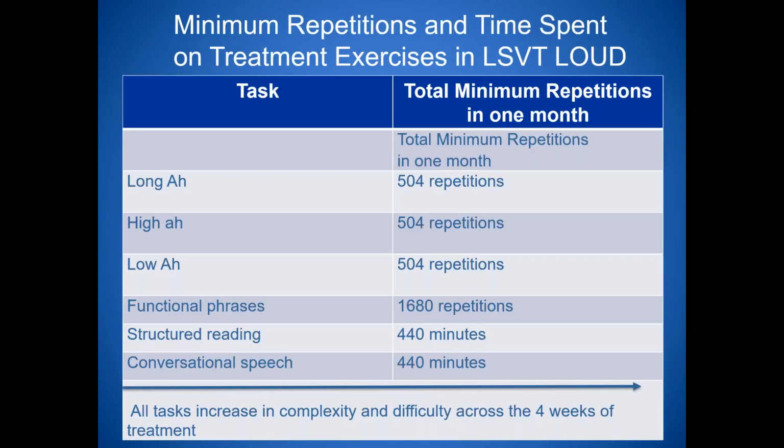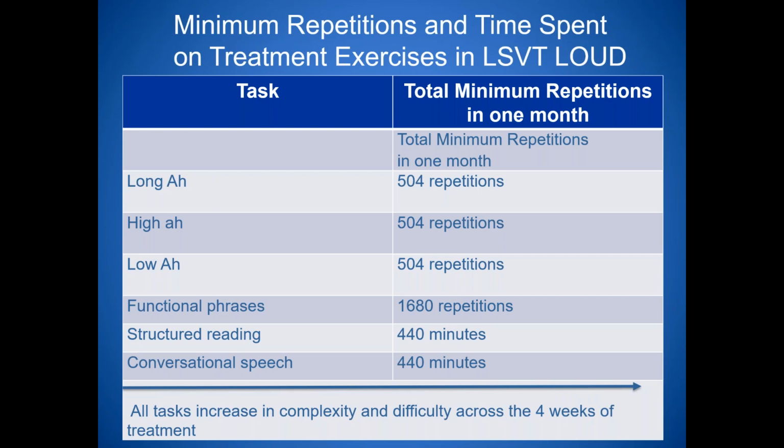presented here today. So it's really important to look at these repetitions and the amount of time that's spent on motor practice in LSVT LOUD treatment, not just for people with Parkinson's, but also in these pediatrics. So some of our key exercises, the long ahs, the high ahs, the low ahs, at a bare minimum, we're doing over 500 repetitions across that 1 month of treatment. And oftentimes it's many more than that. The functional phrases, over 1,600 repetitions. And we've got about 440 minutes of structured reading, or if the children aren't reading, structured speech practice, and over 440 minutes of less structured conversational type of speech practice.